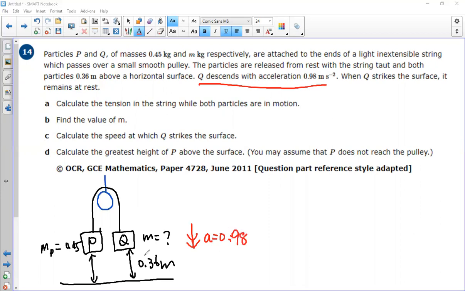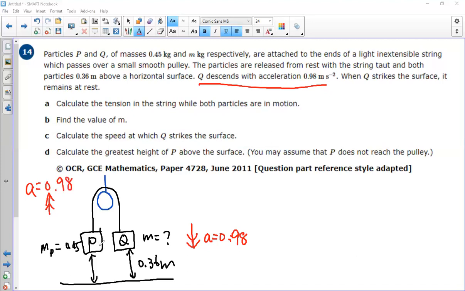What can you tell of the mass of the box? If Q starts to travel downwards, that means it must be heavier. So when you work out the answer later on for M, you should get an answer which is greater than 0.45. Now also, we can start to label the weight. Before we do that, because they're attached by the same string, they would have the same acceleration. So P would actually travel upwards with acceleration 0.98 as well.